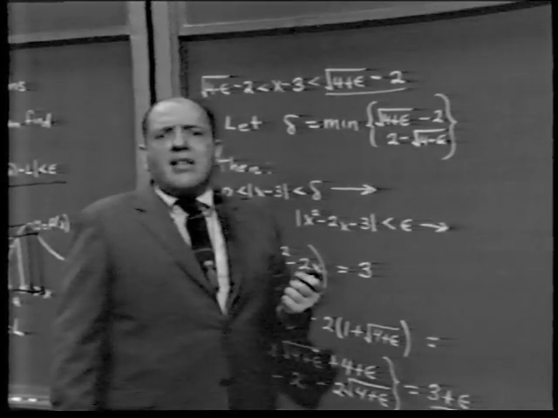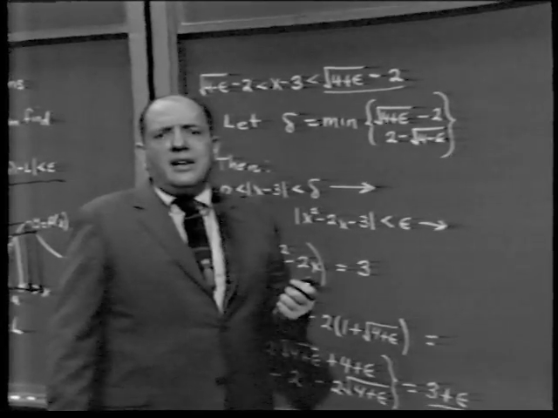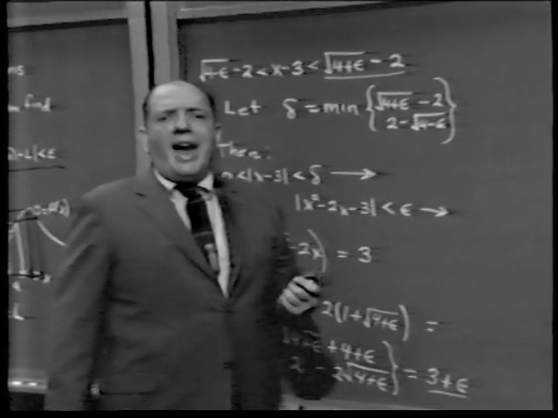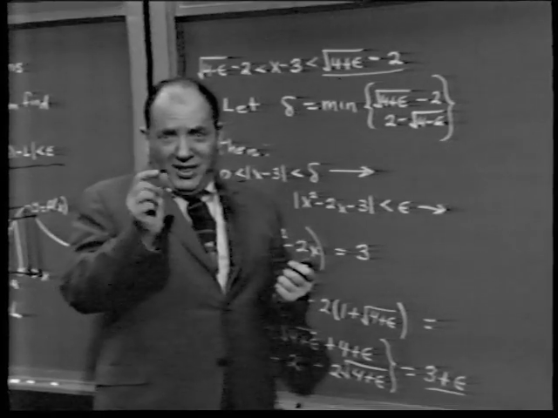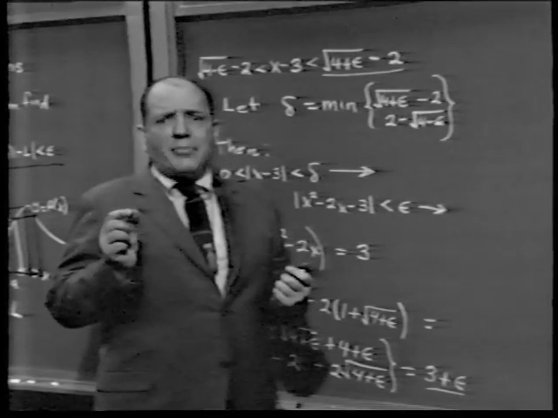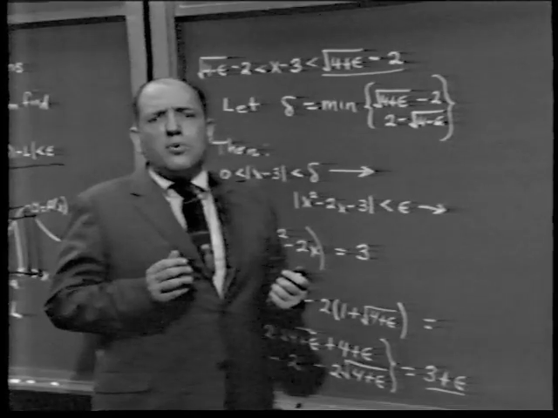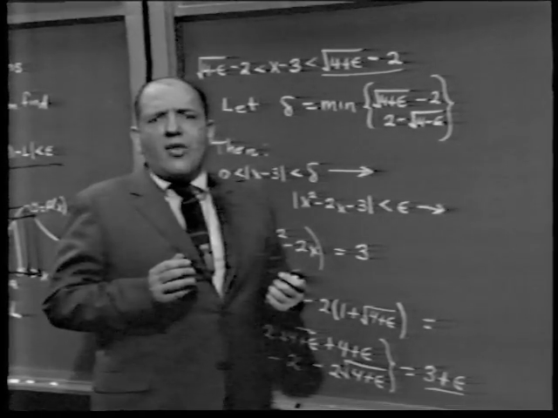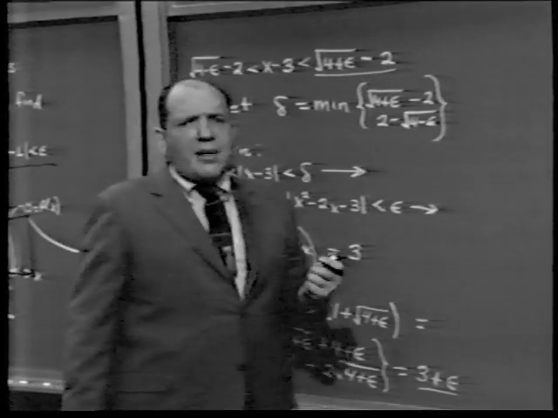There was no law that said we had to find the biggest delta. In other words, if delta equals a half will work, in other words, if you're within a half of 3, something's going to happen, then certainly any smaller number will work just as well. Right? In other words, I can get estimates. Let me show you what I mean by that.